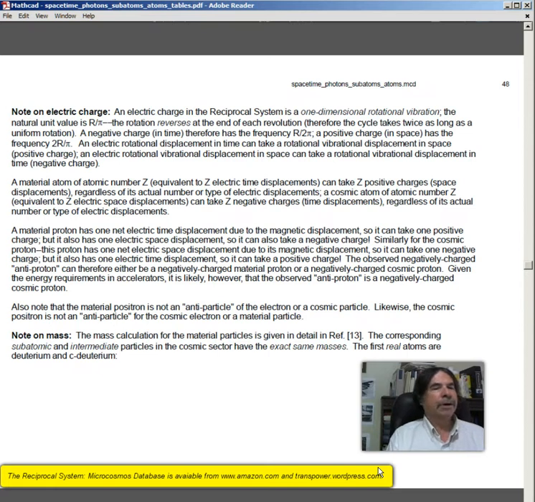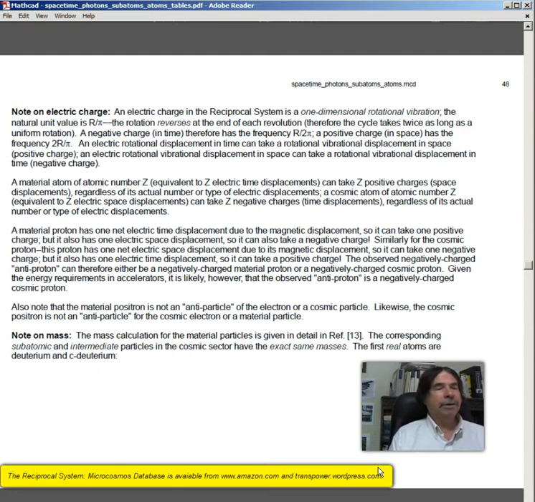A material proton has one net electric time displacement due to the magnetic displacement, so it can take one positive charge. But it also has one electric space displacement, so it can also take a negative charge. Similarly, for the cosmic proton, this proton has one net electric space displacement due to its magnetic displacement, so it can take one negative charge, but it also has one electric time displacement, so it can take a positive charge.